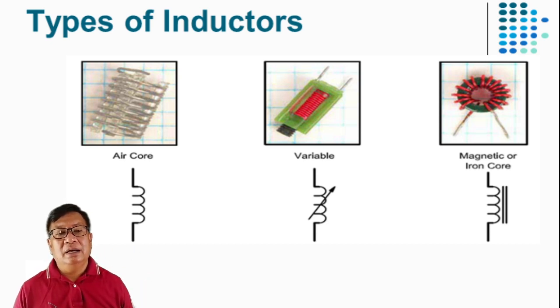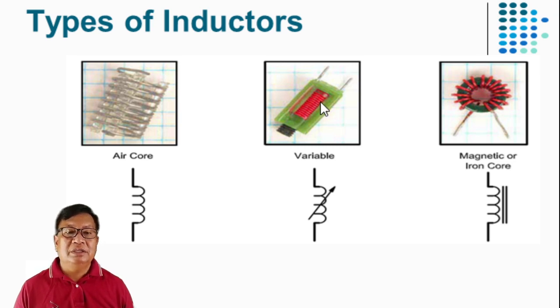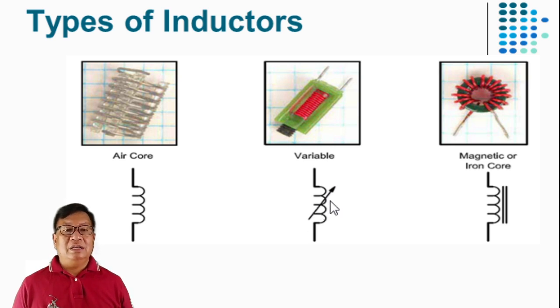Tsaka pag ginagalaw mo po itong itim dito sa ilalim, it will move downward here or upward. Okay? So pag mag-move na po itong winding natin, it will change the inductance of this winding here of our core or our coil. So ito po yung symbol natin. We have this, okay, ito po symbol natin ng inductance. Mayroon po tayong diagonal arrow. So ibig sabihin variable po itong inductance natin.